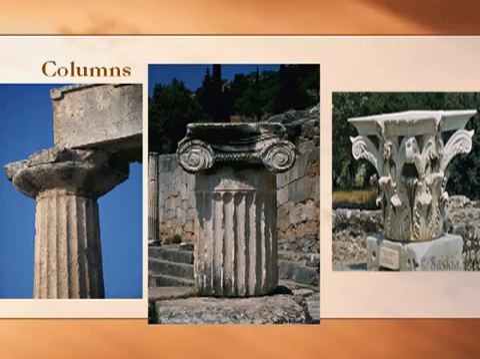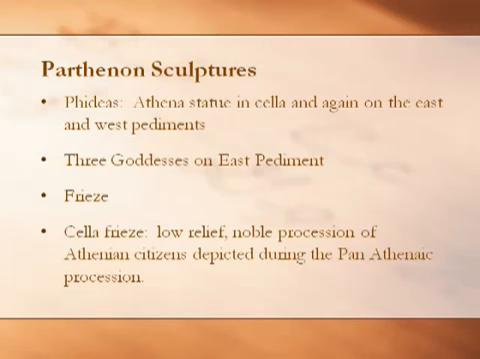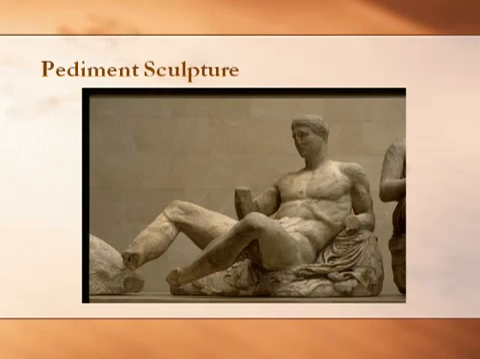Now, the Parthenon was also known for its sculptures. There are several that are famous: an Athena statue, a 3 goddess statue, and several friezes. The relief sculptures at the west end of the temple depicted the contest between Poseidon and Athena for the right to be the patron deity of Athens.